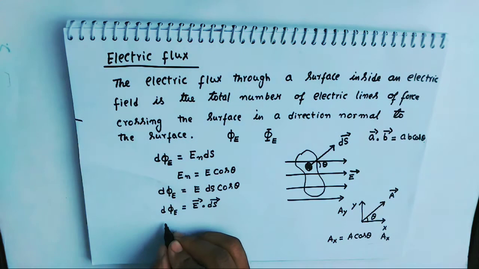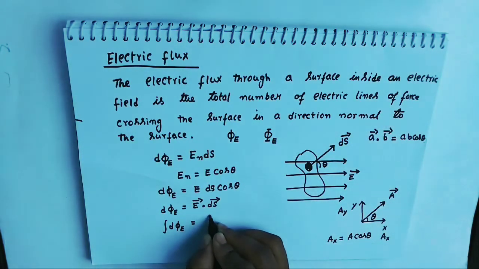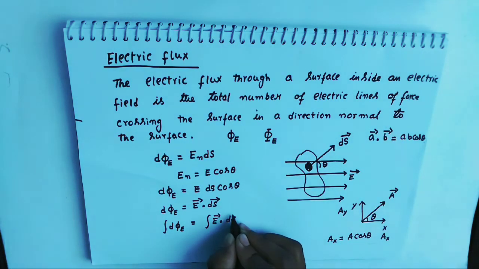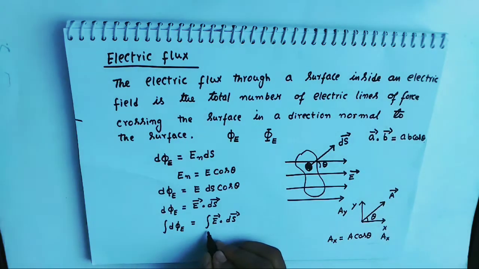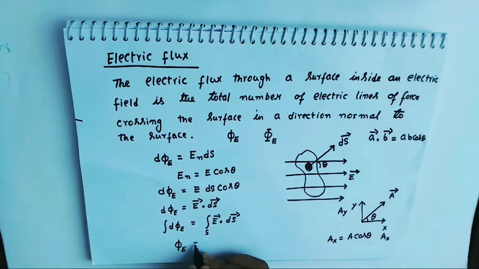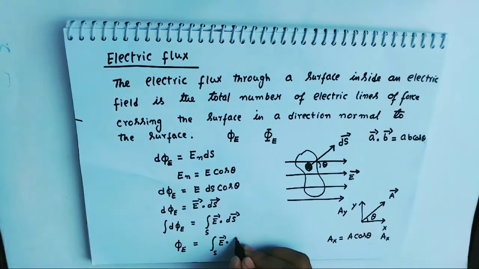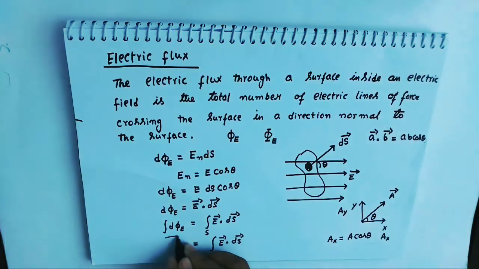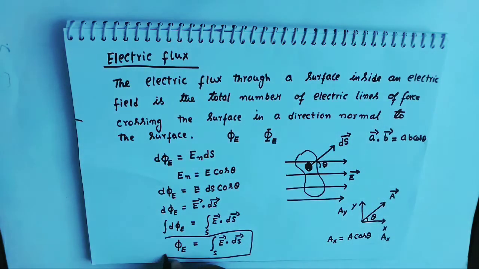If you want to find the total flux, we have to integrate. So phi E is equal to the integration of E dot ds. This is a surface integral. Integration of this simplifies to phi E equal to the integral over S of E dot ds. So this is the formula for the electric flux through a surface.